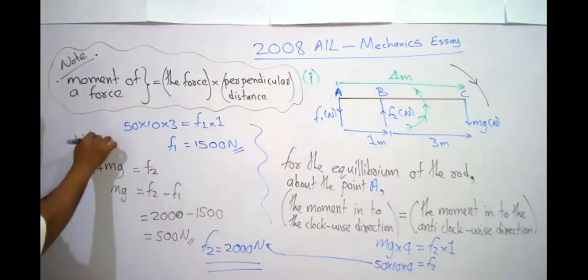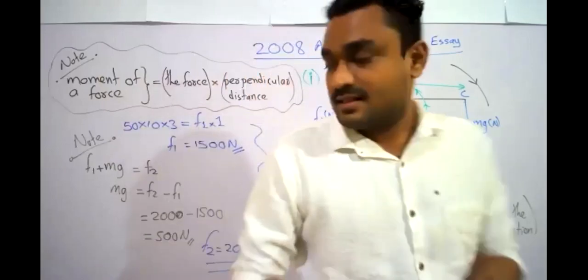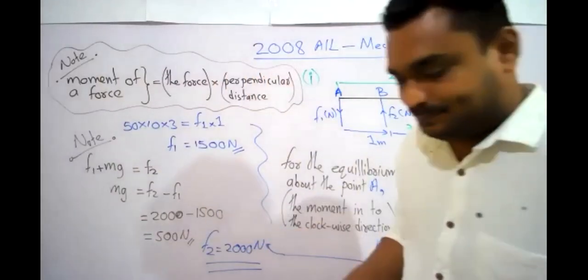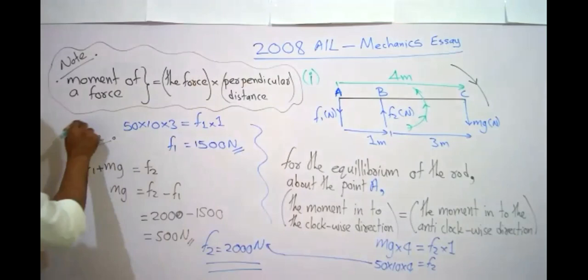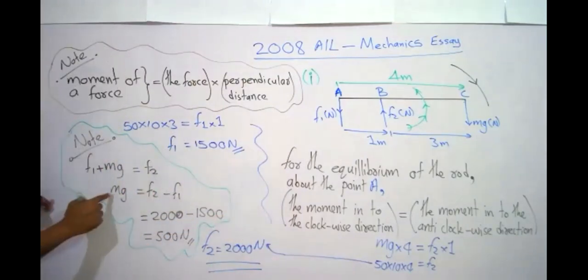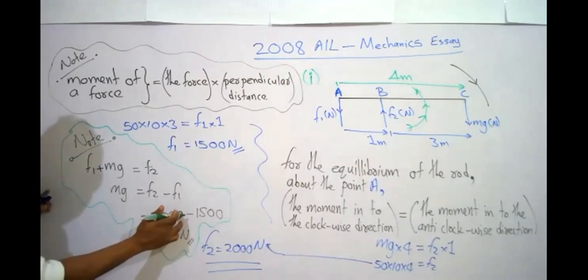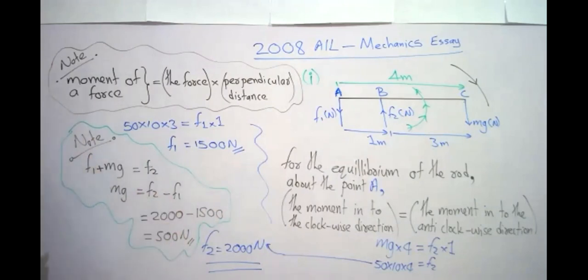So this is how we check whether the answers are correct. By this method, you can check whether your answers are correct or wrong. M is 50, g is 10, so 50 times 10 should be 500. We got 500 by considering our values of F1 and F2. That's what we did. So it means our answers are correct. So we should be very happy.